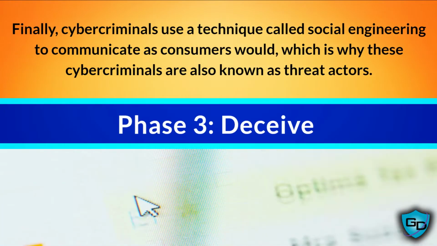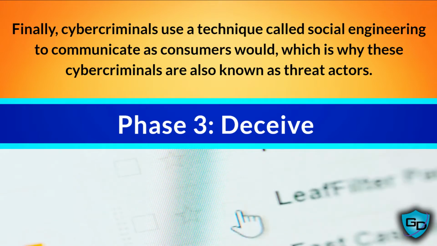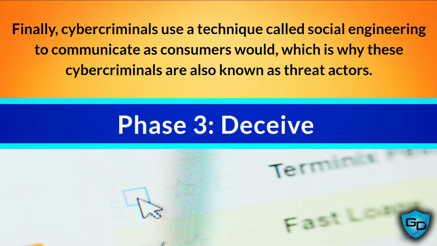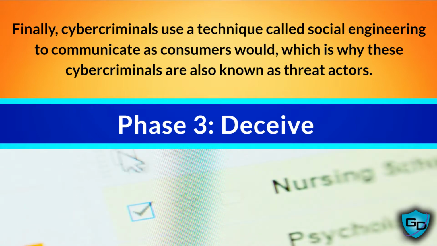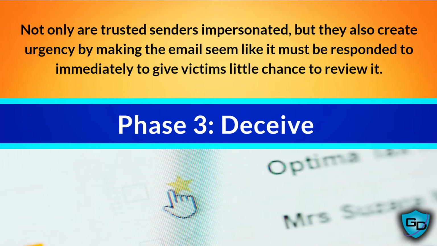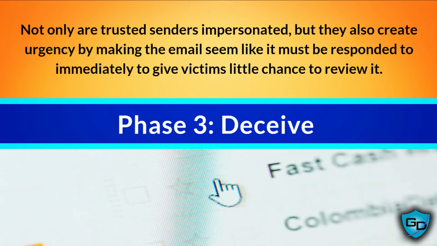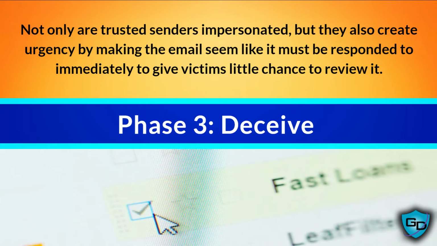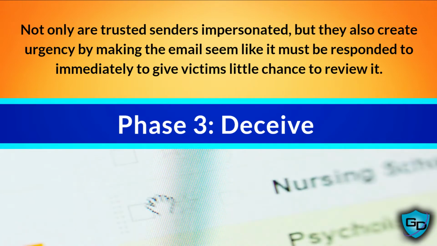Phase 3. Deceive. Finally, to seem as legitimate as possible, cybercriminals will use a technique called social engineering to communicate in the way that consumers or other desirable senders naturally would. And this is why these cybercriminals are also known as threat actors. Not only do they impersonate trusted senders, but they also create urgency by making the email seem like it must be responded to immediately without giving victims a second chance to review the email.